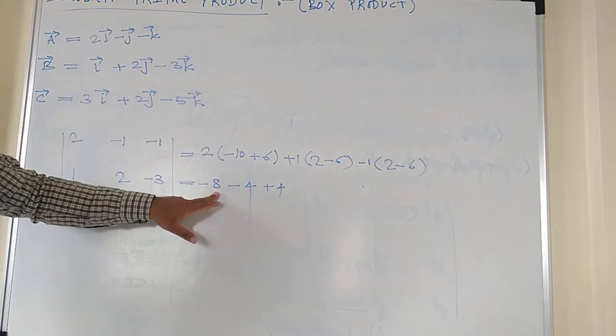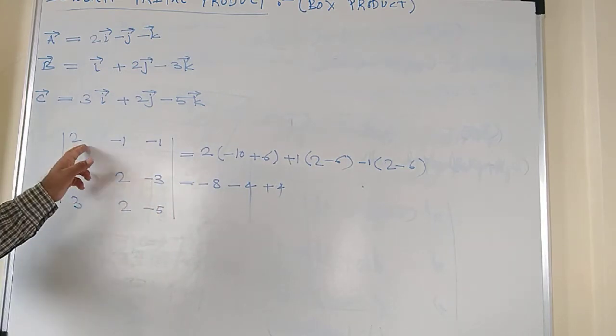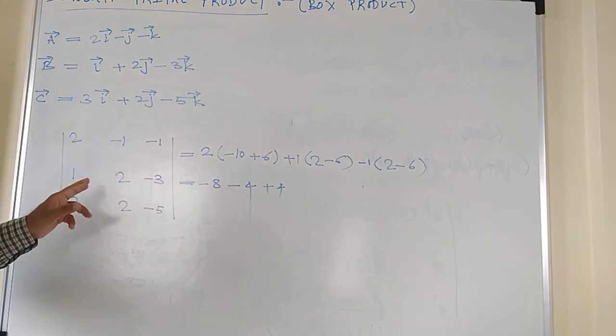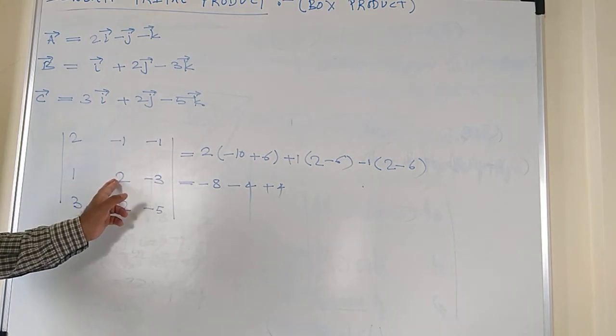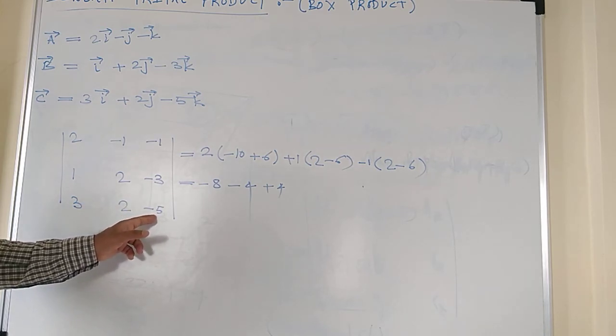So let us check the first component: 2, minus 1, minus 1. Second component is 1, 2, minus 3, and 3, 2, minus 5. All components are correct, but where is the mistake then?